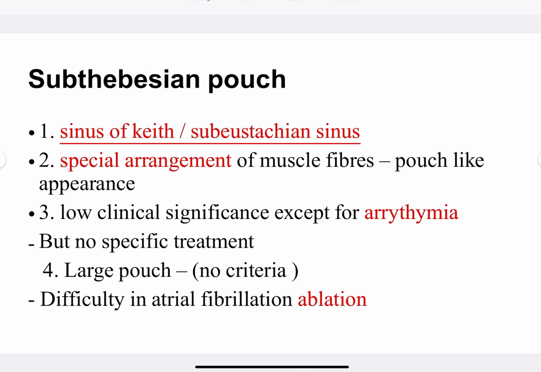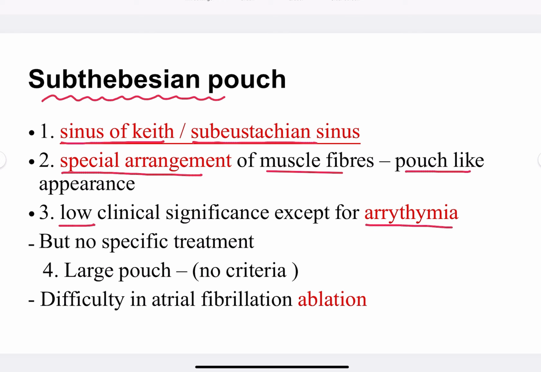Now the next entity is the Subthebesian pouch. It is known as the sinus of Keith or the subeustachian sinus. This area has a special arrangement of the muscle fibers which gives it the pouch-like appearance. Thus in a normal individual also we can have this Subthebesian pouch. It is of low clinical significance except in cases of arrhythmia. That is, it can sometimes be the cause of arrhythmia due to its spatial arrangement of the muscle fibers.